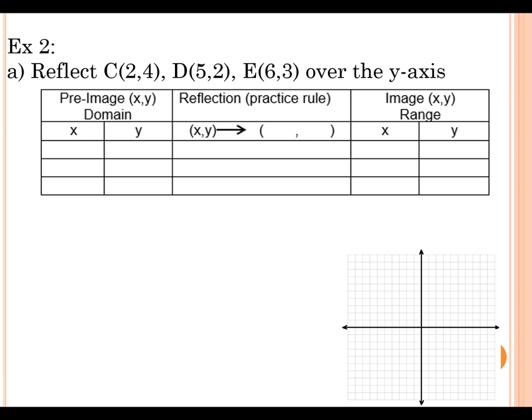Anyway, example 2 was the same idea, except now we're reflecting over the y-axis. Again, we have our 3 points. We have E, which is at (6, 3), and then we flipped it over the y-axis and got (-6, 3). We have D, and we flipped that over the y-axis, and it became (-5, 2). And then we have C, and we flipped that over the y-axis, and it became (-2, 4).